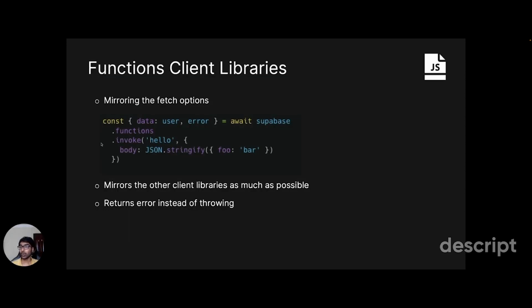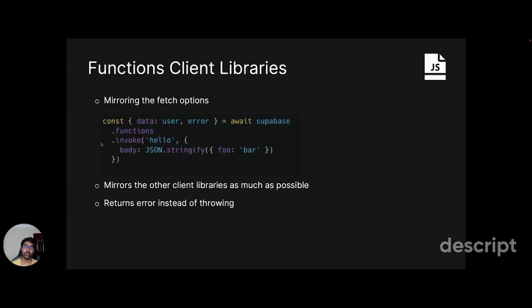If you do not want to use a curl request to invoke your function, we have written a simple client library to make that easier as well. So you can just say supabase.functions.invoke, the name of the function, and the second parameter takes in the parameters that you want to pass to your function. And over time, we are planning to add more parameters here, like the timeout and abort signal and so on. And we are trying to keep this as similar as we reasonably can to the fetch options.